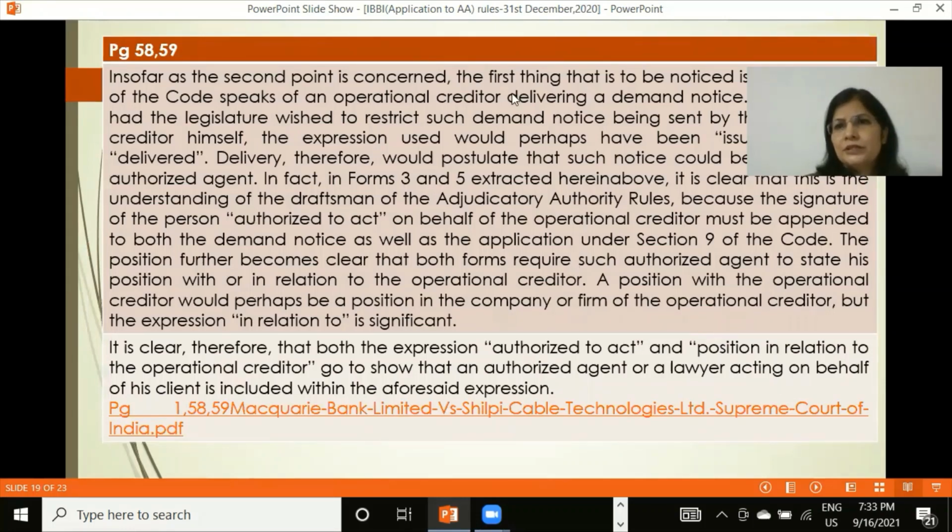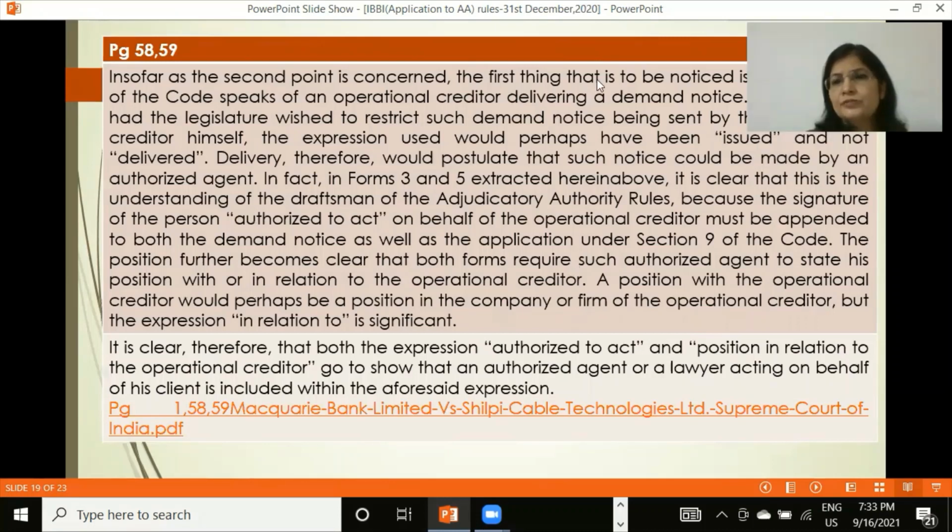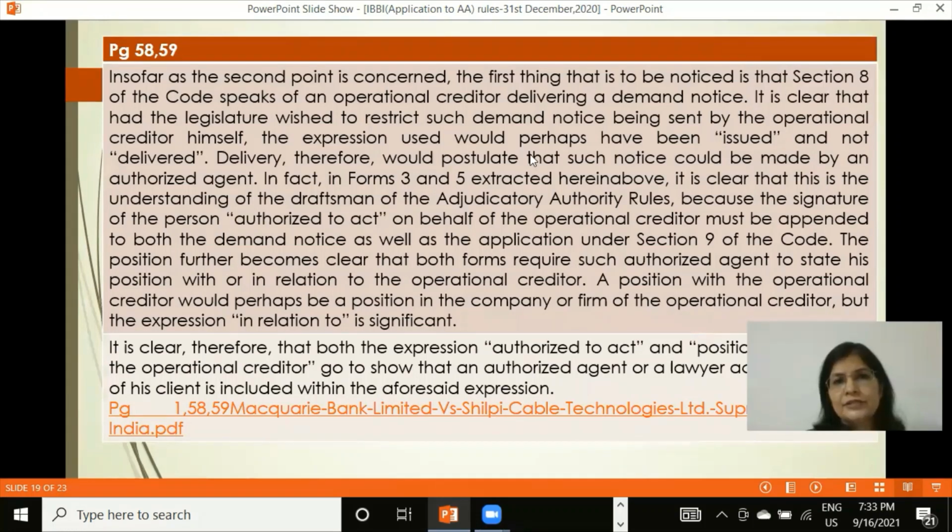If you see, the first thing that is to be noticed is that Section 8 of the code speaks of an operational creditor who is delivering a demand notice. It is thus clear that had the legislature wished to restrict such demand notice being sent by the operational creditor himself, he would have used the expression issued and not delivered. And delivery means that such notice could be made by an authorized agent also.